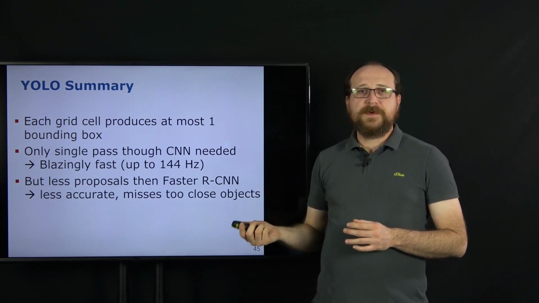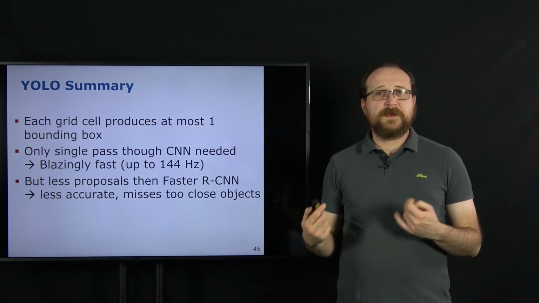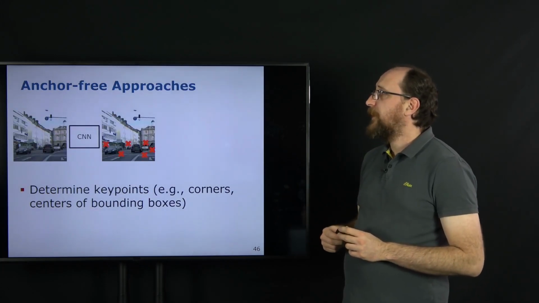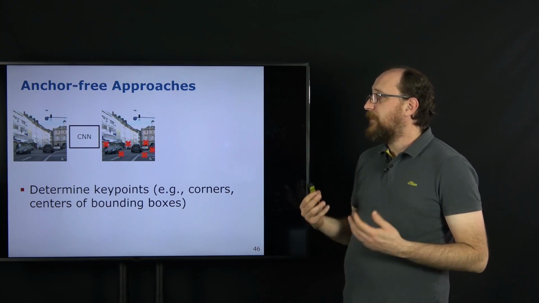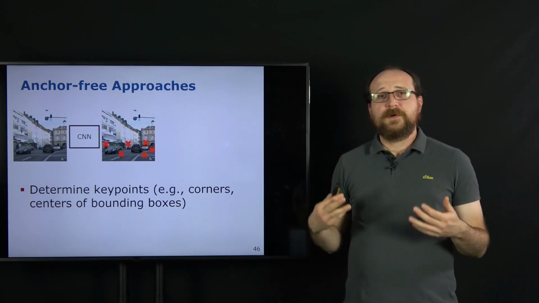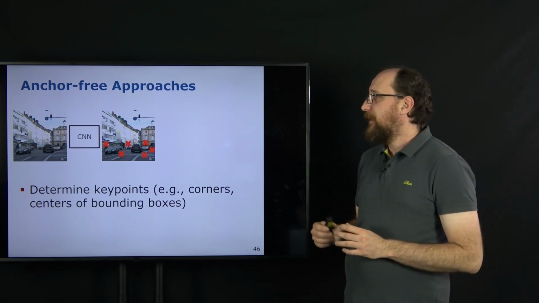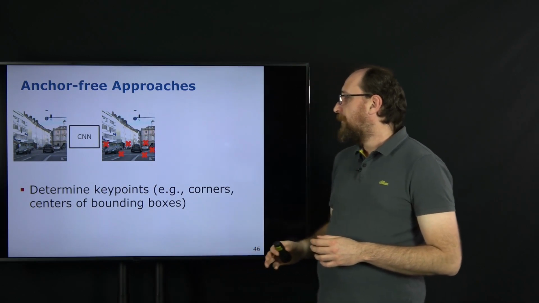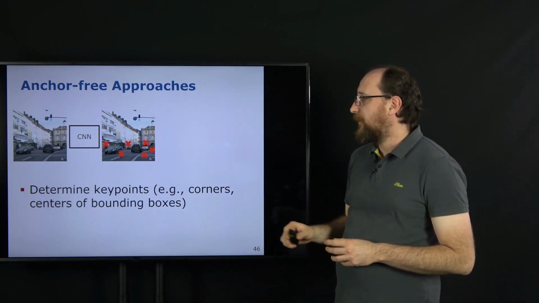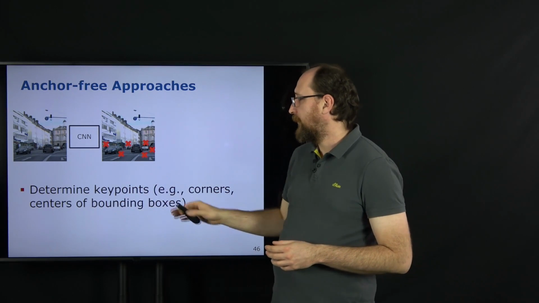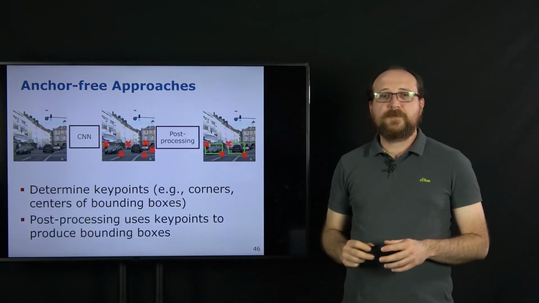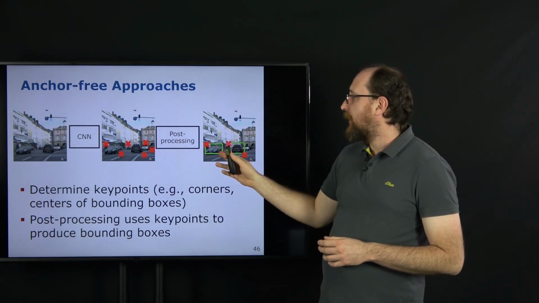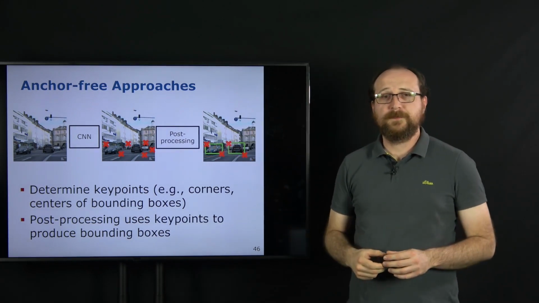Based on these anchor-based approaches, which basically produce anchors and then classify them, there was a second branch of approaches that use not the concept of anchors, but the concept of key points. In this case, we are using a CNN to produce these key points, something like the corners of the bounding box or the centers of the bounding boxes, and then a second post-processing step takes these key points to produce the bounding boxes.